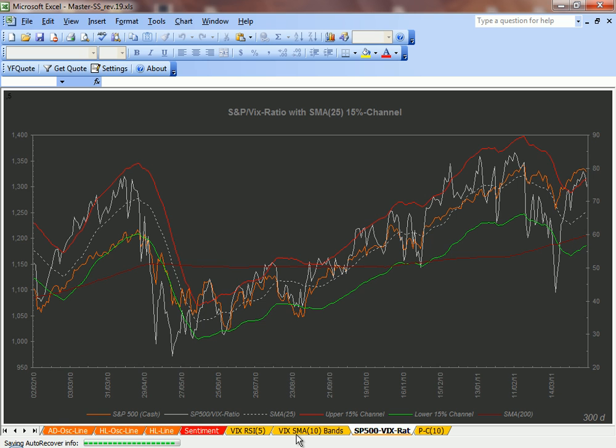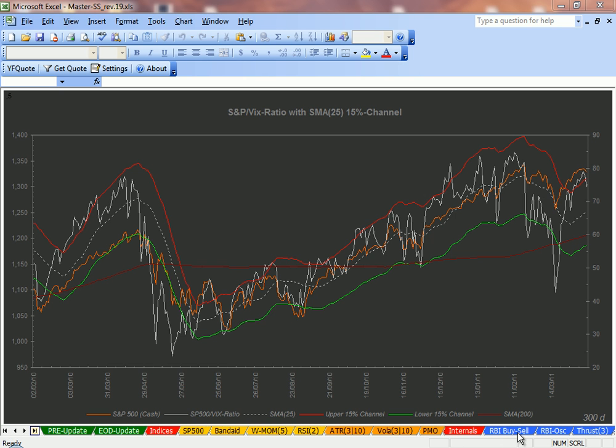Short term, we are slightly oversold here. Let me see. Before I come back to the sentiment here, I want to go to the Excel file, and it's got to do an auto save. Okay, we come back.